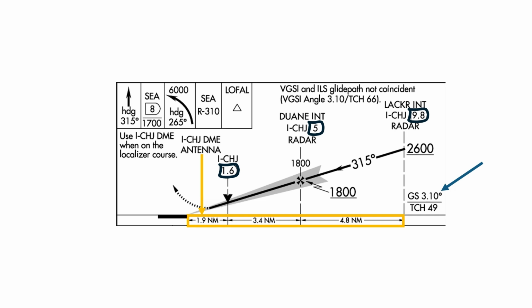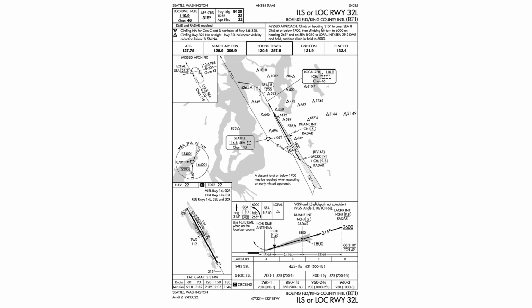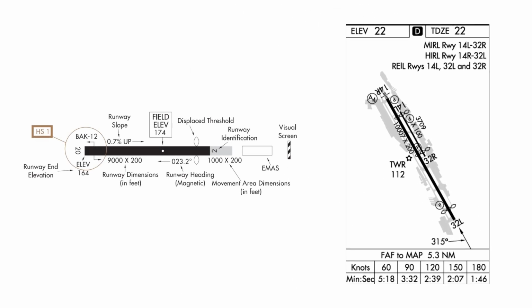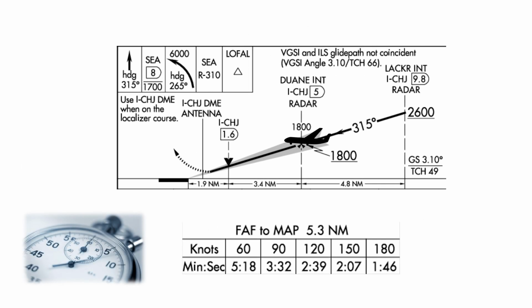The threshold crossing height, or TCH, is the altitude you're expected to cross the runway threshold while on the glide slope. The airport sketch will give the pilot further details on runway lighting, runway length, and displaced thresholds. MIRL stands for medium intensity runway lights, HIRL stands for high intensity runway lights, and REIL stands for runway end identifier lights.